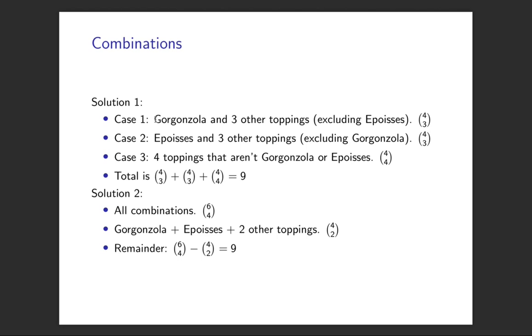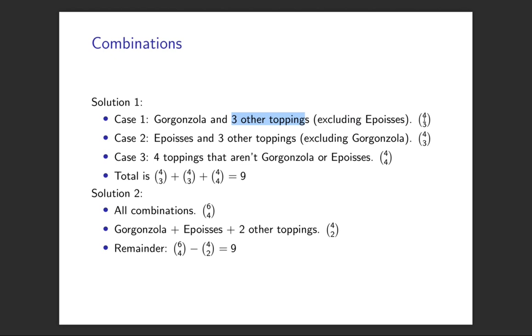So we considered the possible cases. Essentially, we're doing a kind of enumeration of the possible cases. So what's possible? We could have Gorgonzola and 3 other toppings, but we can't have the Epoise one, right? Remember we had 6 toppings in total. Once we exclude Epoise, there's only 5. We've already got Gorgonzola, so there's only 4 left. So this is choosing 3 other toppings from 4.